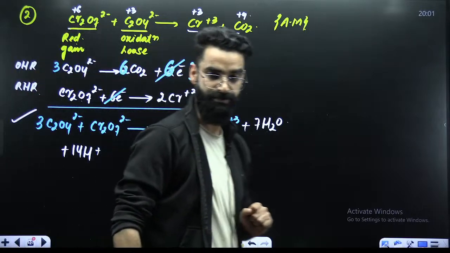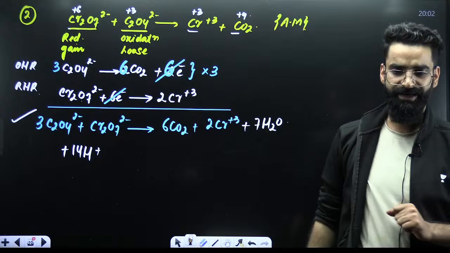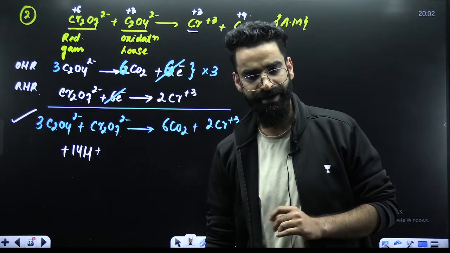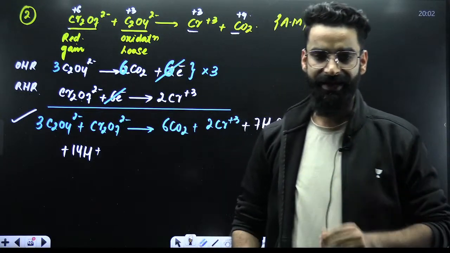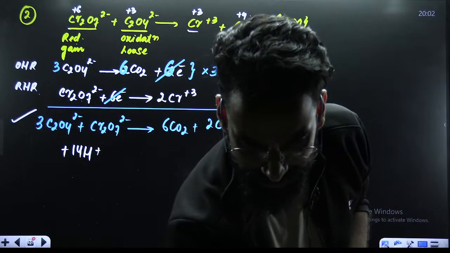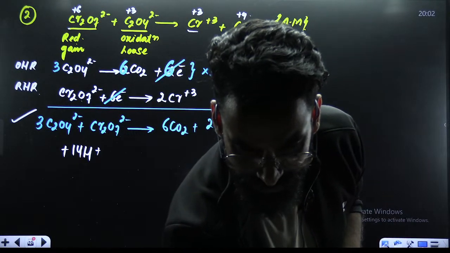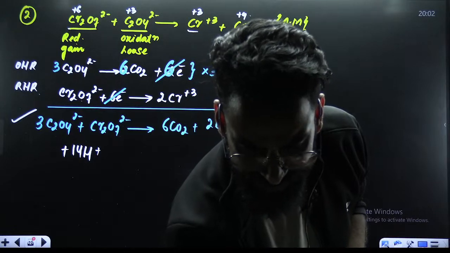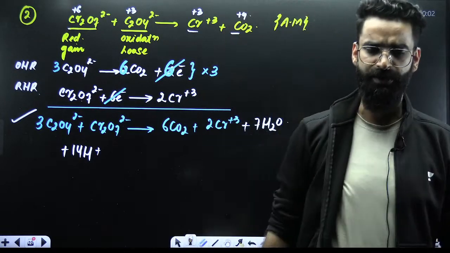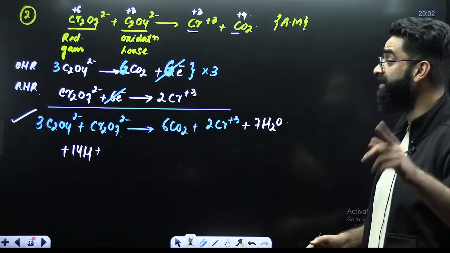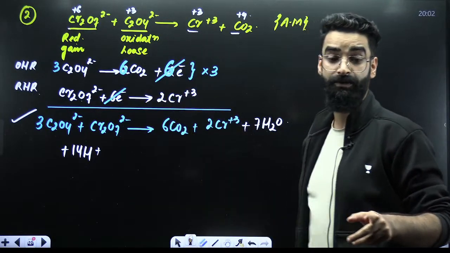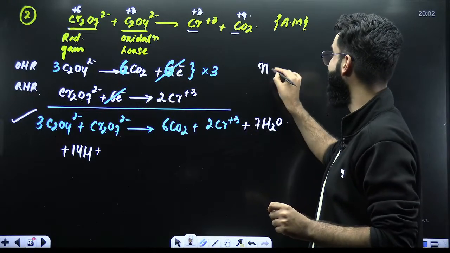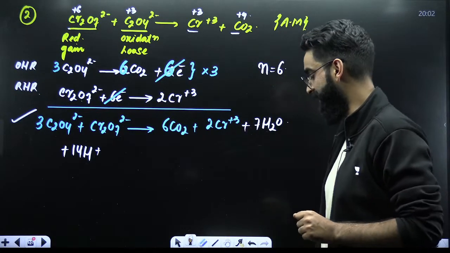A balanced chemical equation, right? It's a balanced chemical equation, people. I believe it's clear to everyone. It's a balanced chemical equation now. Since it's a balanced chemical equation, if I ask you how many electrons got cancelled out, you'll say 6. So the value of n here is 6.